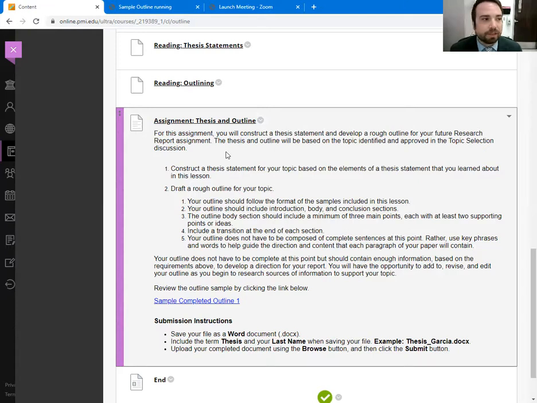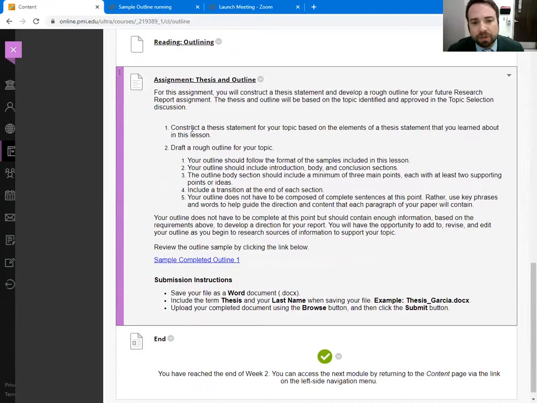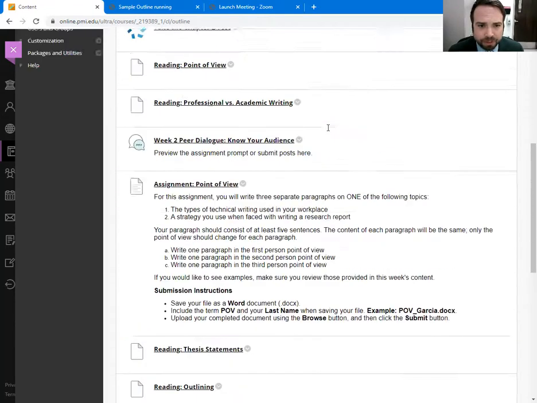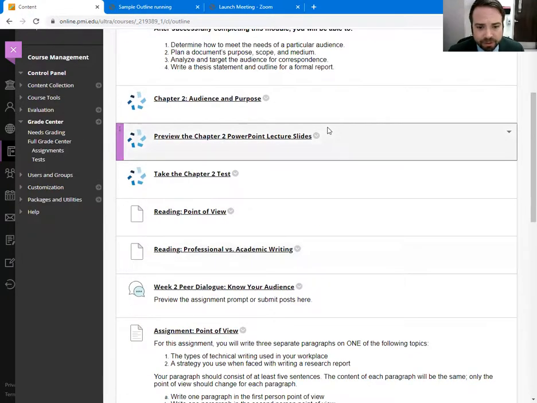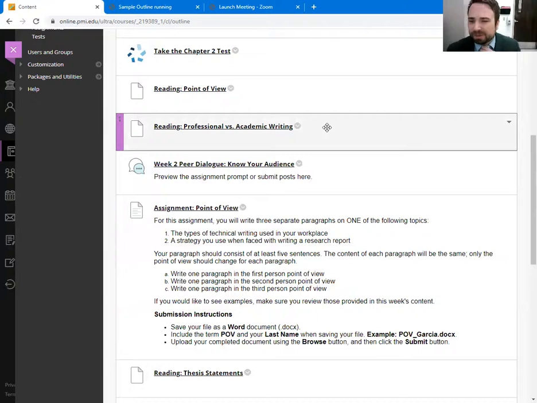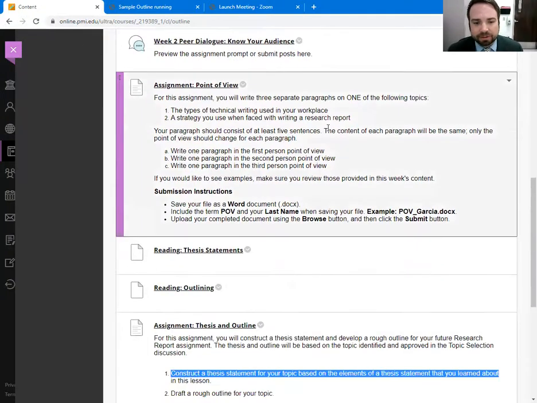We talked a little bit about this in the point of view video. That will be your research topic throughout the semester. You'll do several different compositions, building a portfolio of research and writing on your topic. So the directions here state, number 1, construct a thesis statement for your topic based on the elements of a thesis statement learned about in this lesson. So you can scroll up and learn about thesis statements in chapter 2 of the reading. And I'll talk a little bit about thesis statements right now as well when we look at the sample.